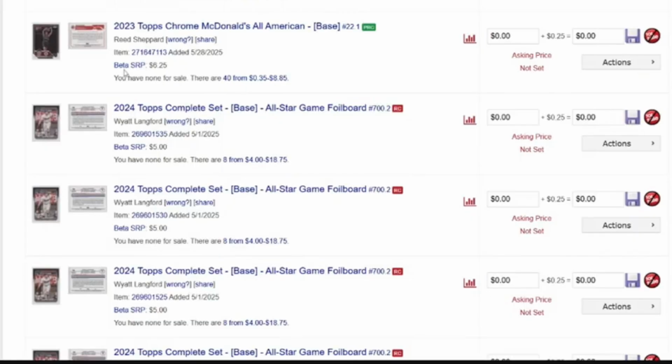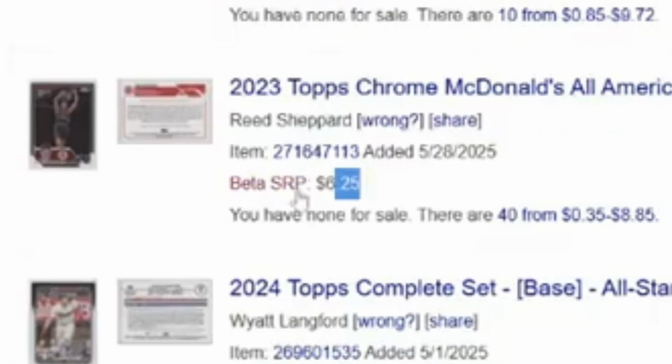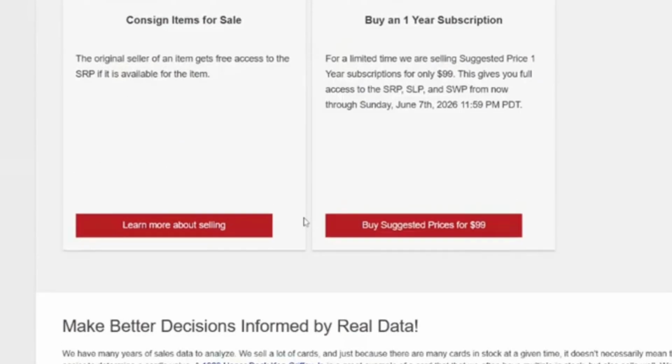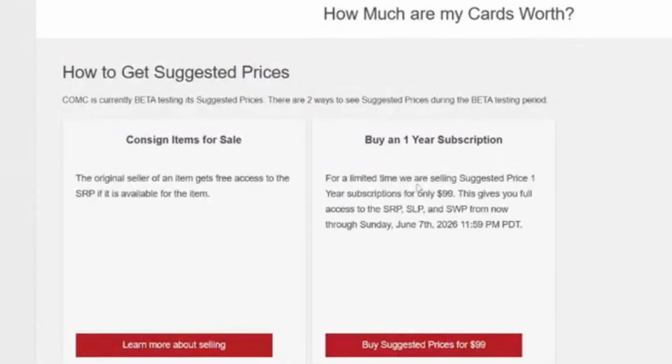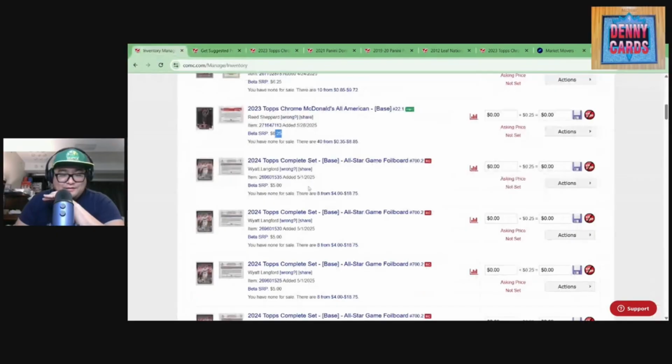It says beta SRP 625. I don't know what that's about. Beta SRP. Okay, suggested prices. Oh, I see. No, I am not buying a 1-year subscription for suggested prices. That would eat into all of my profits that I could potentially make here. 40 from 35 cents. Let me just make this one a quick 50 cents, and we will adjust it as needed.